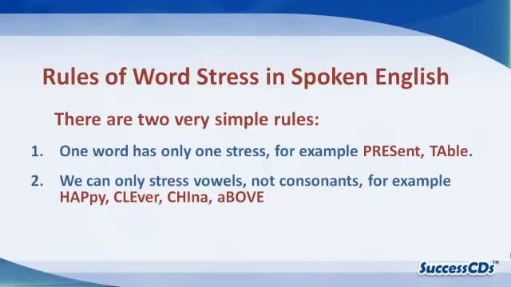In happy, it's the A vowel. Hence, the first part of the word is stressed, which contains the vowel. In clever, it is the vowel E. Clever. In China, it is the vowel I. China. And in above, it is the vowel O, which is stressed.